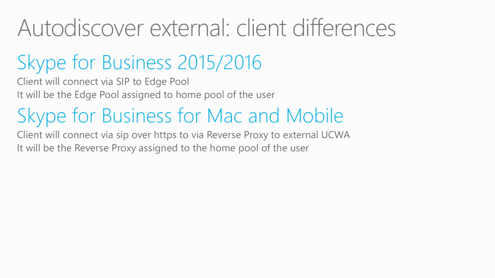And again, this will always be the edge pool assigned to the home pool of the user. So in an international, global deployment where you have multiple pools in different regions, the user homed in Europe will be pointed to the European edge server. The user homed in the US will be pointed to the edge server in the US. Skype for Business for Mac and mobile, well, these clients will connect via SIP over HTTPS via the reverse proxy to the external UCWA service. And same here, it will be the reverse proxy local to their home pool.